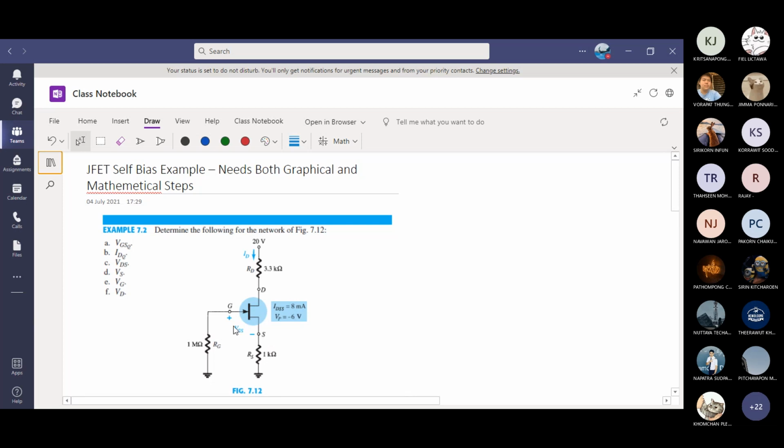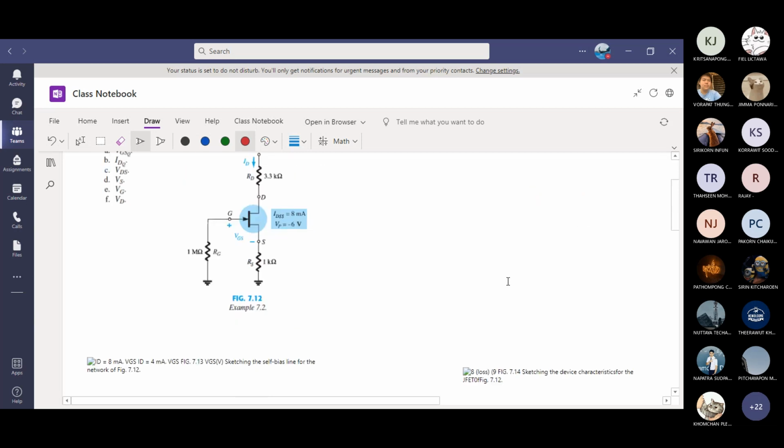What is VGSQ? If you remember the equation for the self-bias, VGS equals minus IDRS. That's the equation. We have not found VGSQ yet. Thankfully, in this problem, RS is 1 kilo ohm, so I actually know what the graph will look like.